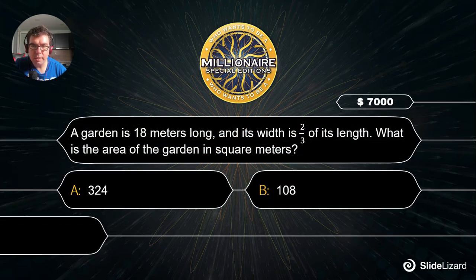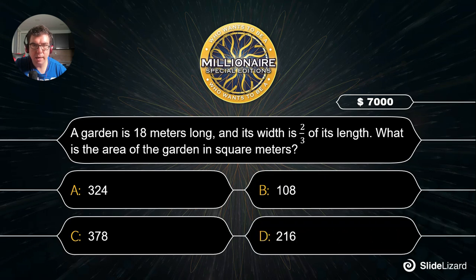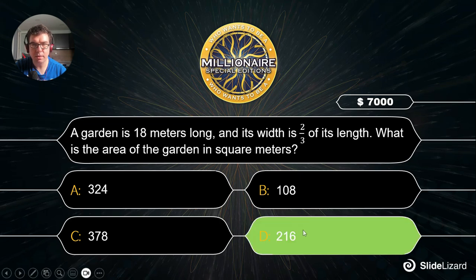A garden is 18 meters long and its width is 2/3 of its length. What is the area of the garden in square meters? Okay, 5 seconds. Did you find D, 216? Let's see how.